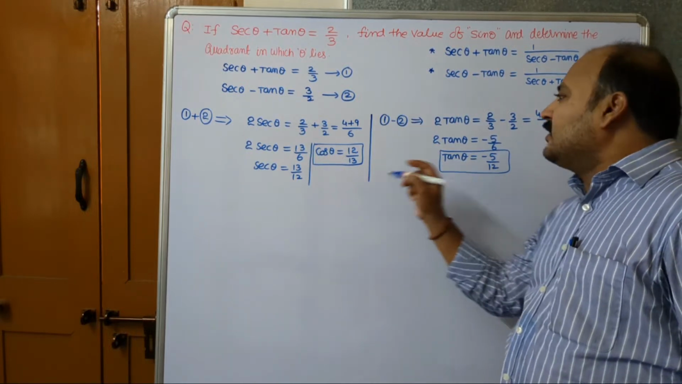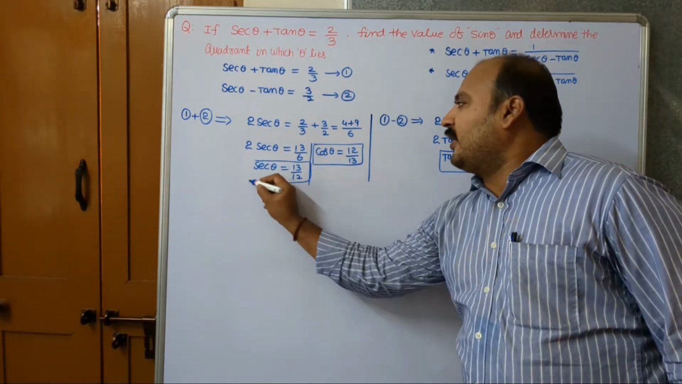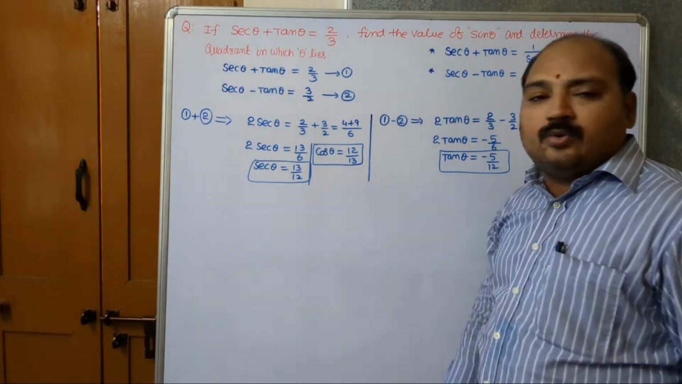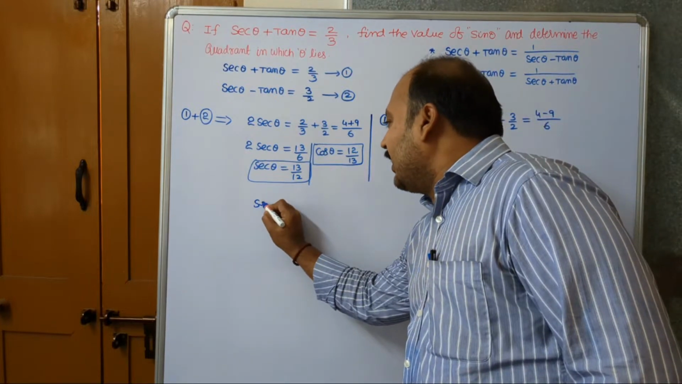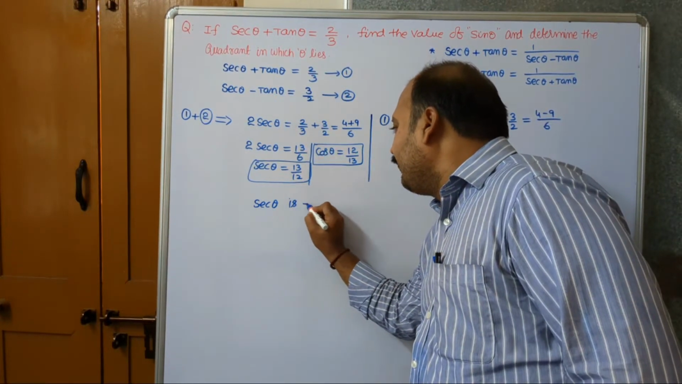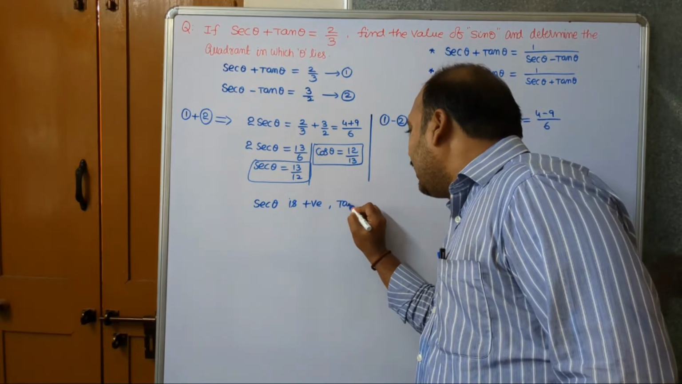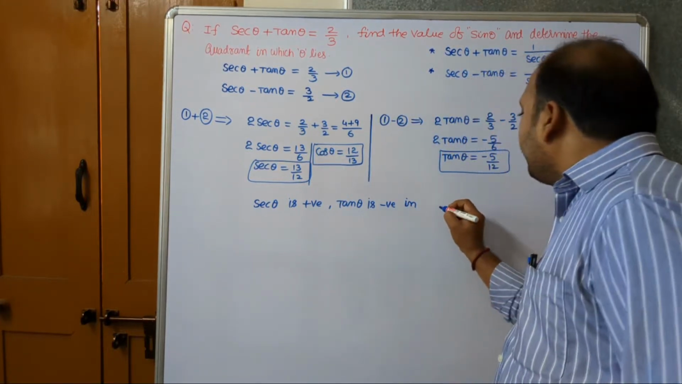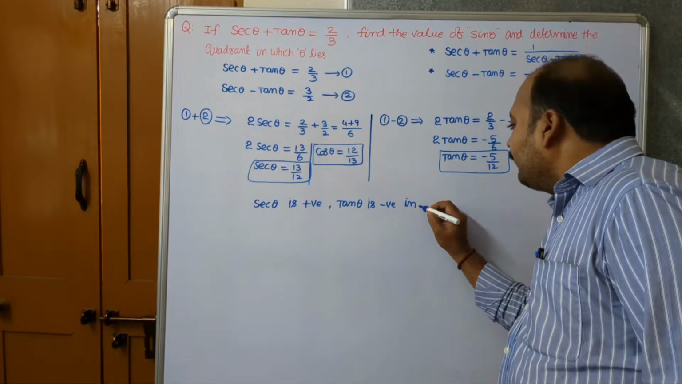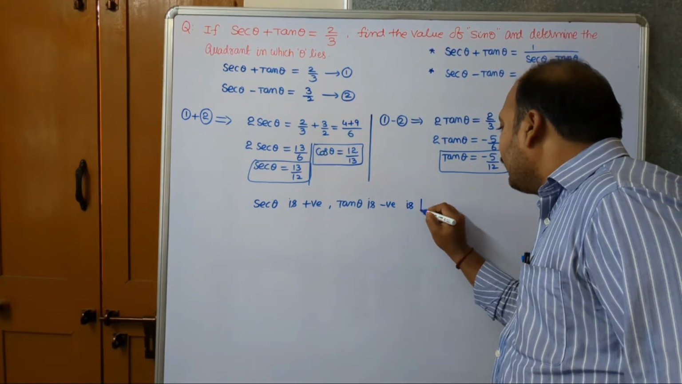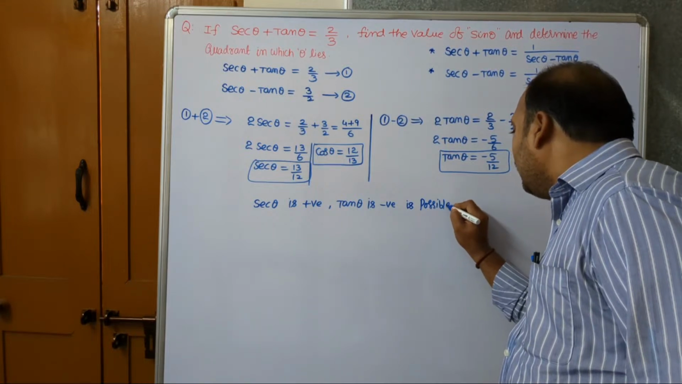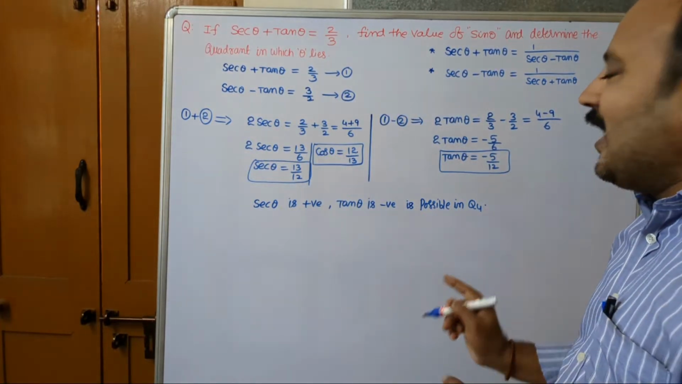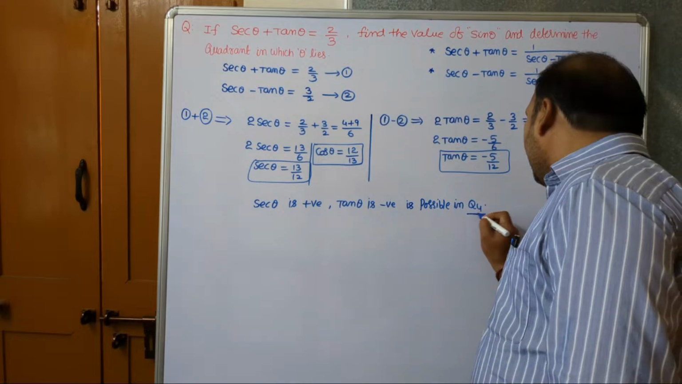Observe carefully: secant theta is positive, tan theta is negative. In which quadrant is this possible? Tan theta negative, secant theta positive. It is possible in quadrant 4, in Q4. Okay? After that, we decided that it is in quadrant 4.